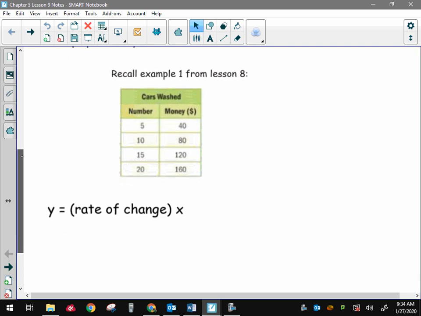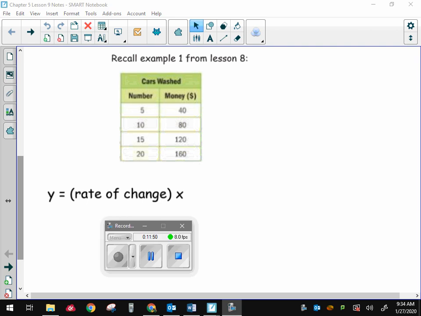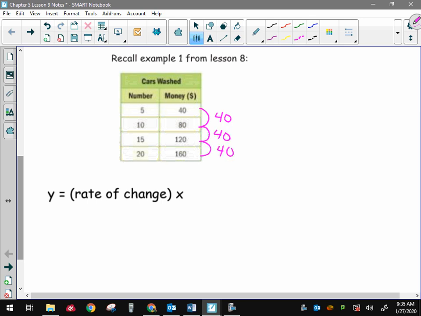So here we go. Here's a table that we saw yesterday. And yesterday we talked about number 1, if it was proportional, and number 2, if it had a constant rate of change. And yesterday we found that because we did. This was 40. This was 40. This was 40. So we found that our change in money was 40. And money goes where? You got it. Then we found our change in the cars.